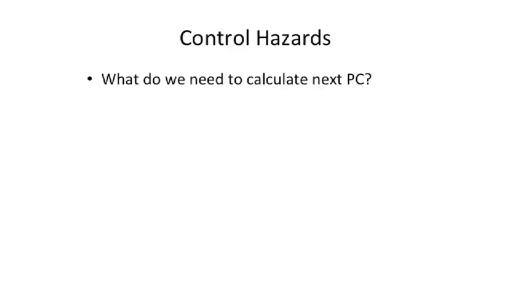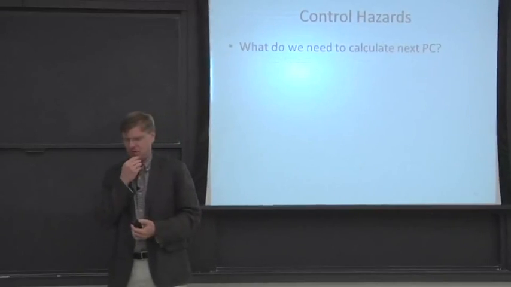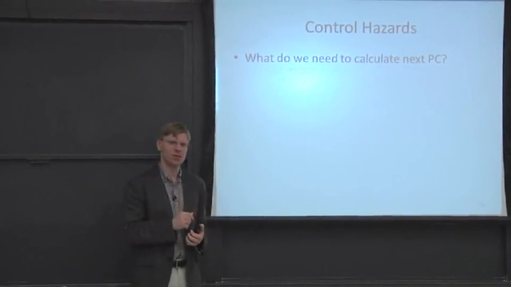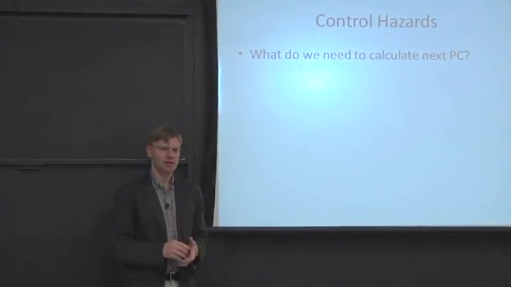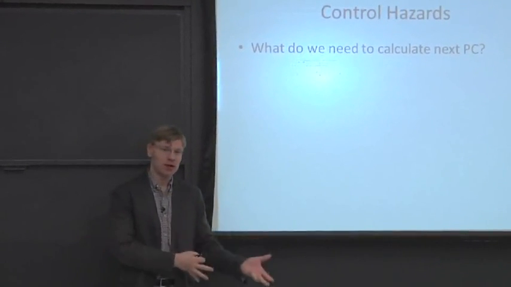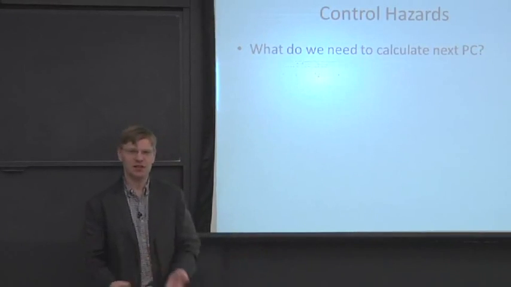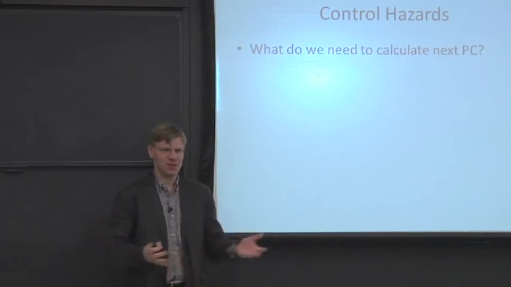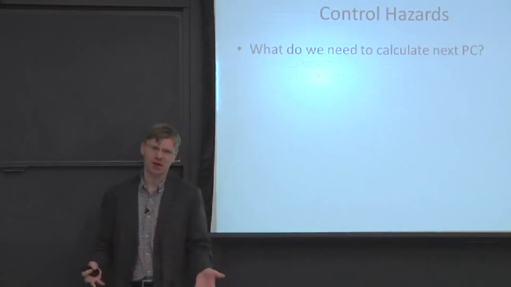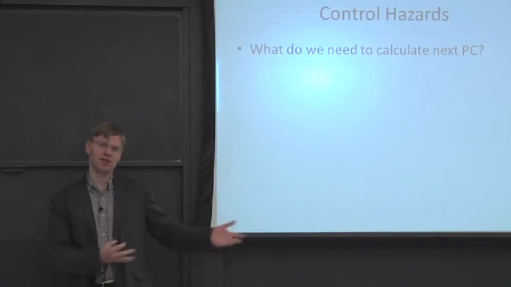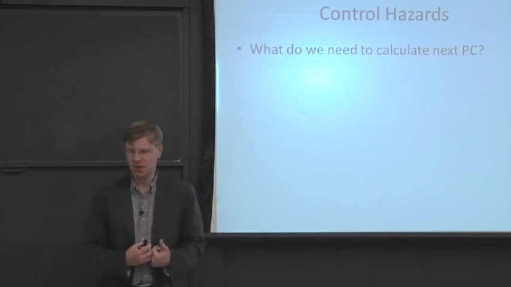Okay, so what exact information do we need to calculate the next program counter? Well, is it the same thing for every instruction? When we go to execute an arithmetic logic instruction, an add instruction, do we need the same information to calculate the next program counter? You might say, well, isn't there some piece of magical hardware which just calculates the next program counter? Well, yes, but we need to talk about what that magical piece of hardware is.